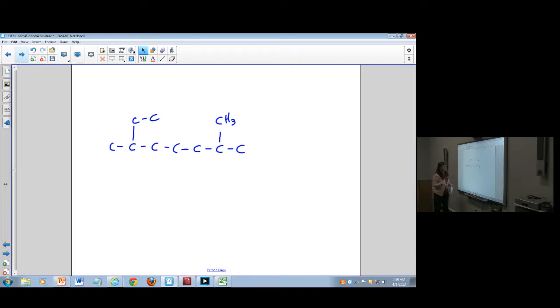So now here's a molecule. I want you to take a minute or two and try to make the name out of this thing. Try to figure out what this structure's name is. So, I don't know, I'll give you a minute and a half.